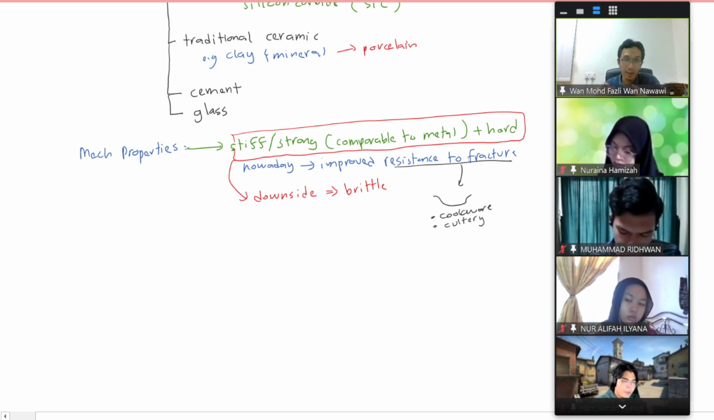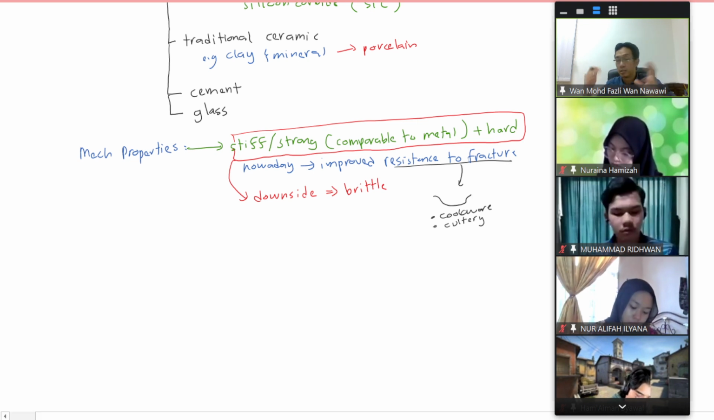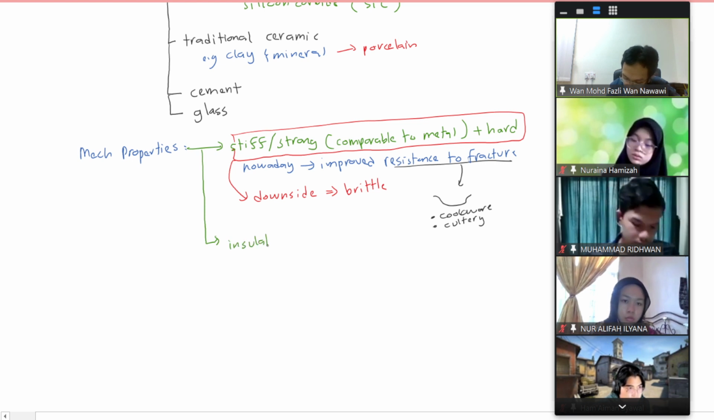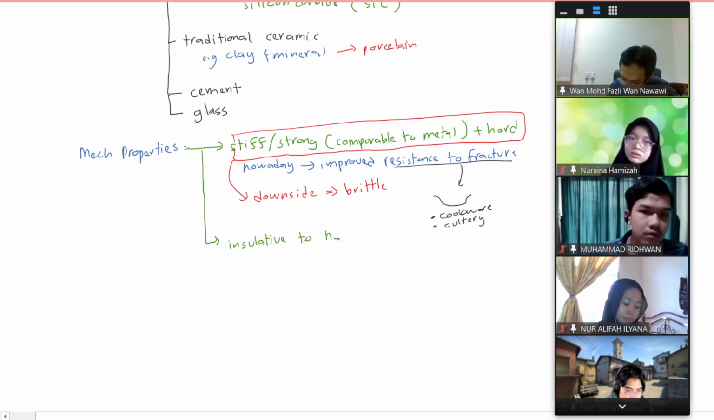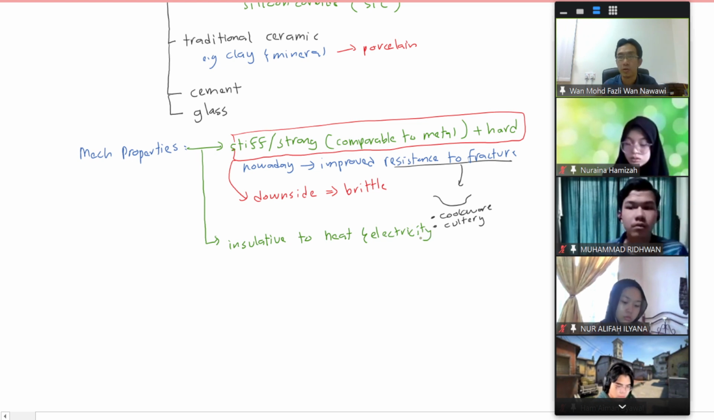We will go to these mechanical properties again about the brittleness, but before we go there, I will explain in general overview first. So another property of ceramic is that it's insulative to heat and electricity. So you can use ceramic.